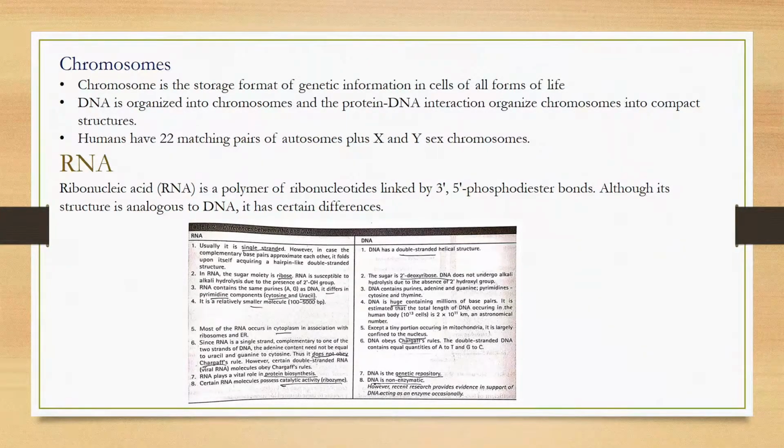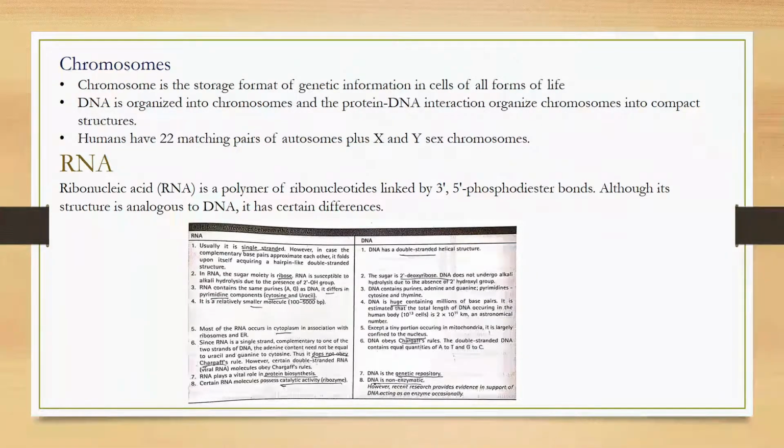Third point of difference: RNA contains the same purines as DNA, adenine and guanine. It differs in the pyrimidine components, that is, it contains uracil, and DNA contains the purines adenine and guanine, and pyrimidines. So cytosine is common for both RNA and DNA. RNA contains uracil and DNA contains the pyrimidine thymine.